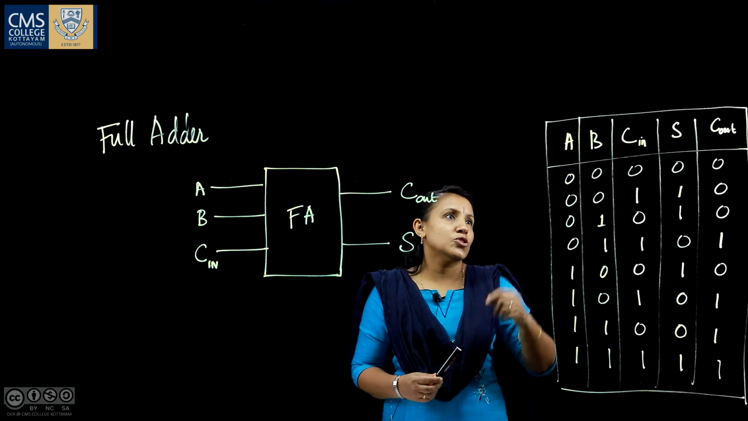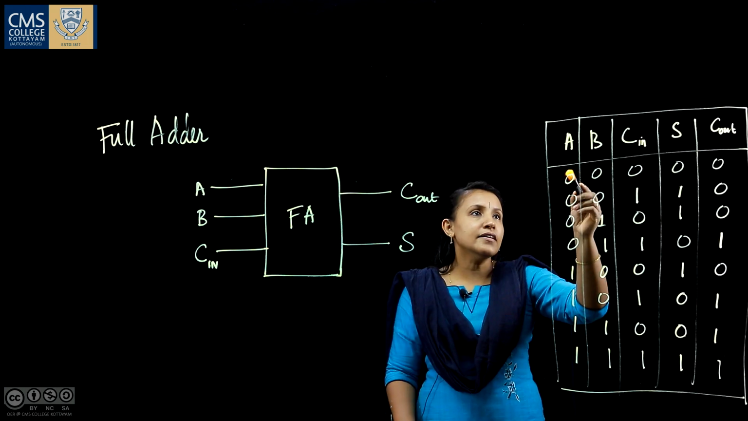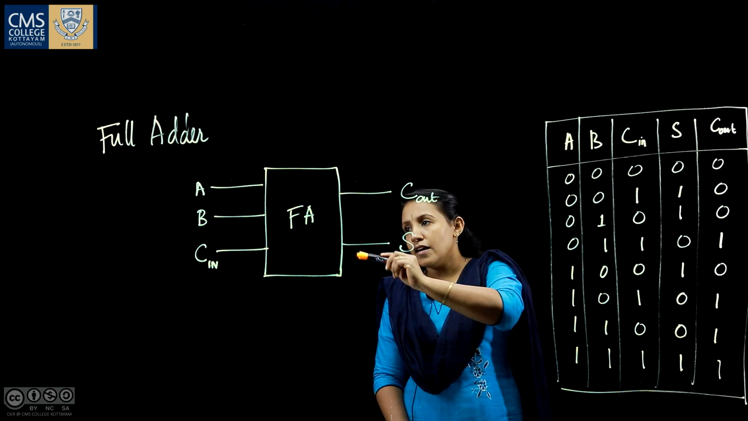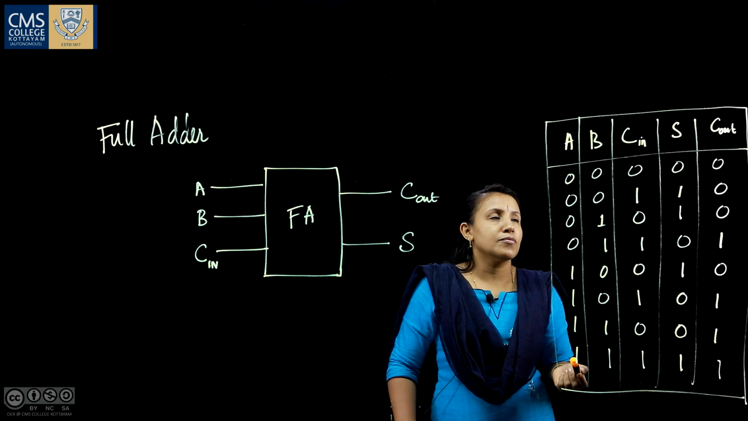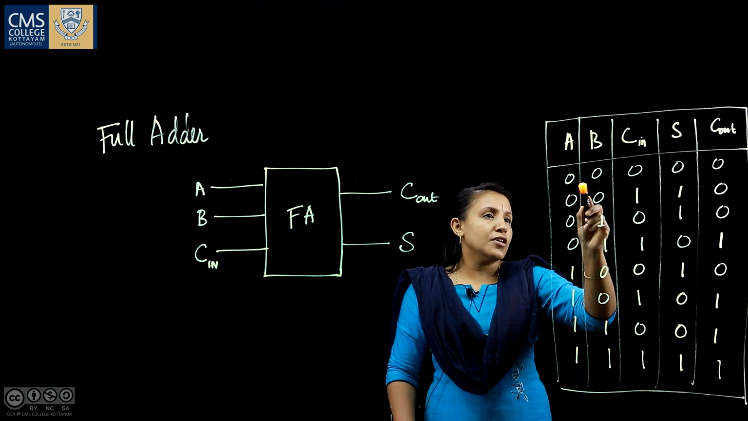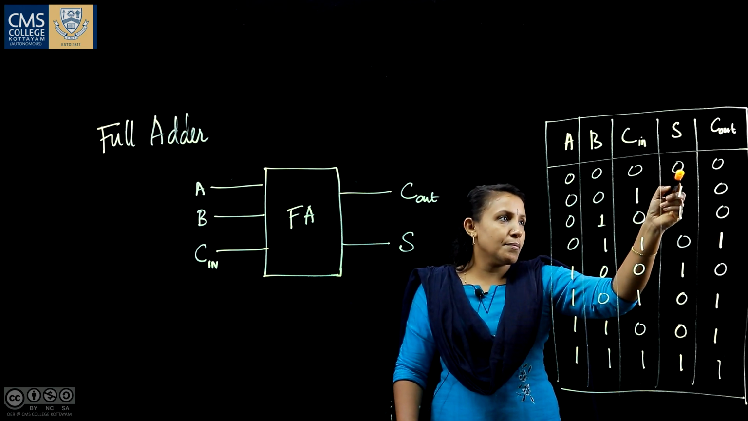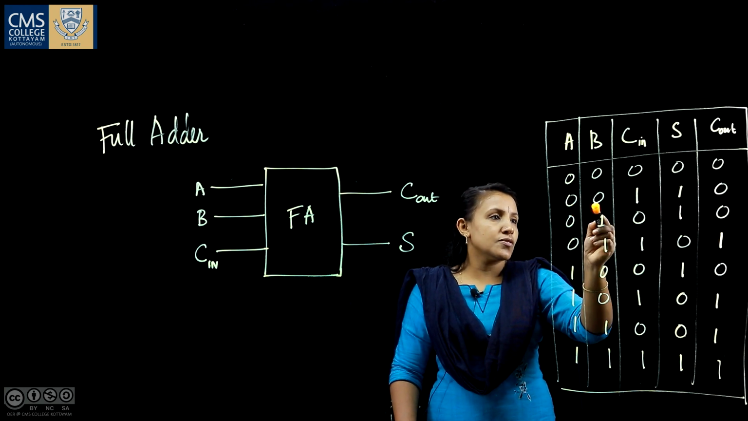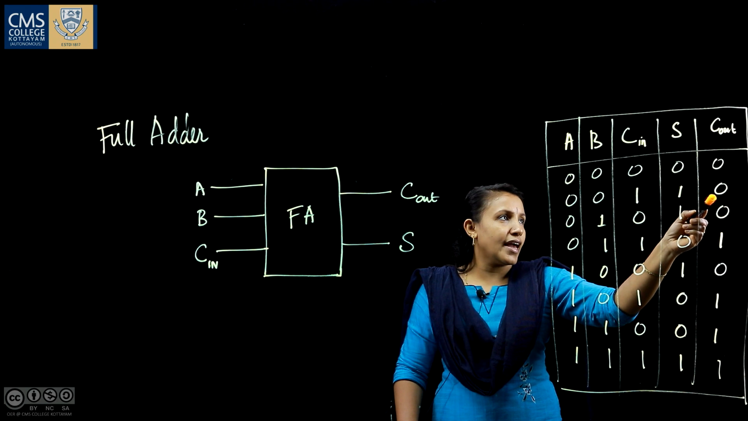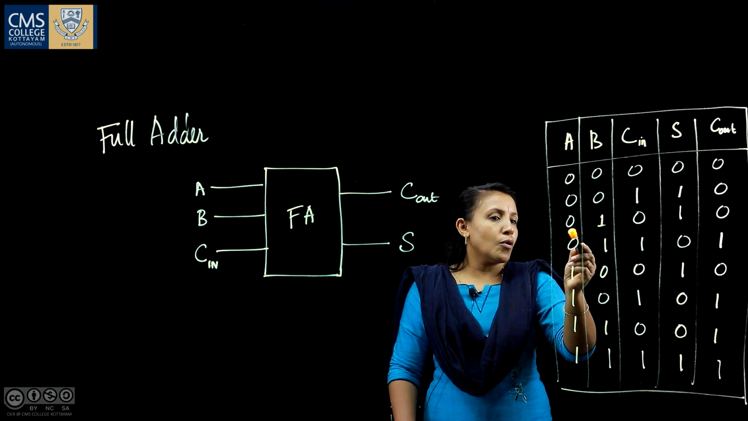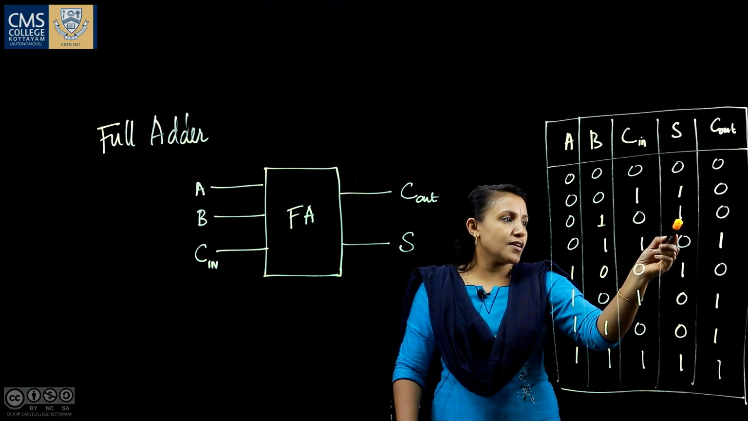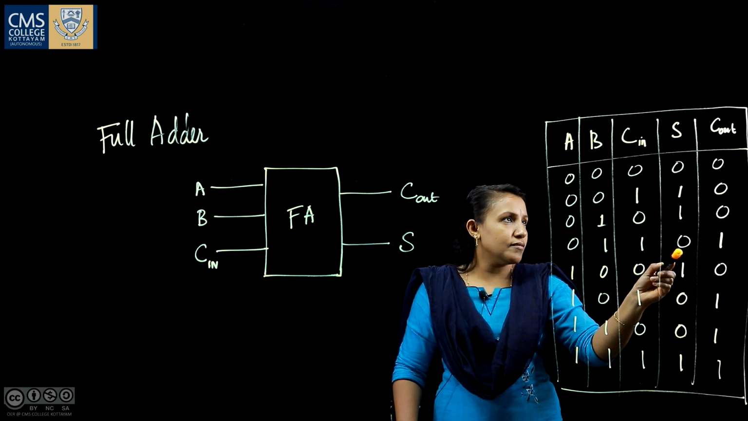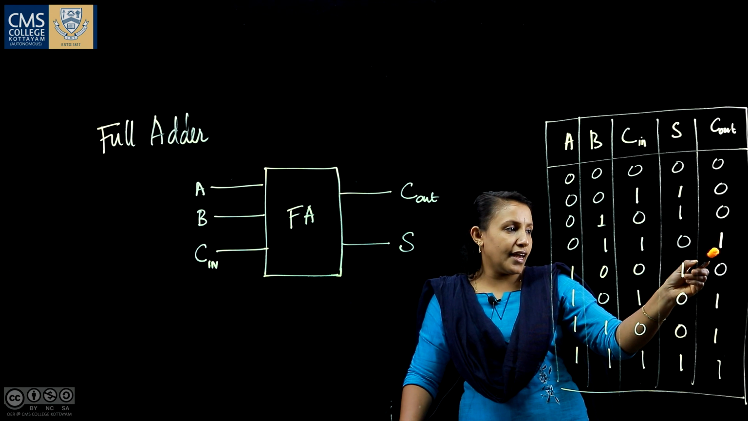This is a truth table of a full adder. We have three inputs, A, B and C in. C in is a carry in from the previous adder. For the combination 0 0 0, you have the sum as 0 and the carry as 0. For the combination 0 0 1, we have sum 1, carry 0. For the combination 0 1 0, we have sum 1, carry 0. For the combination 0 1 1, we have sum 0 and carry 1.